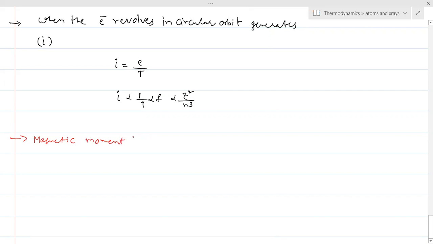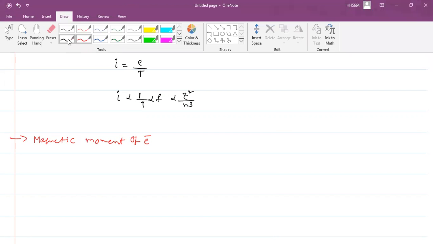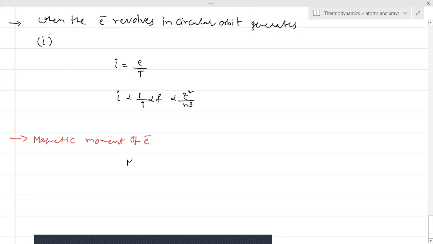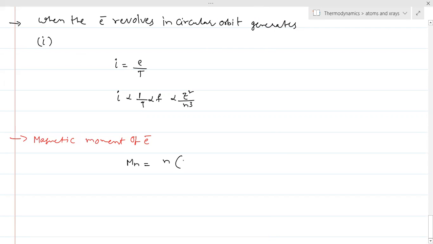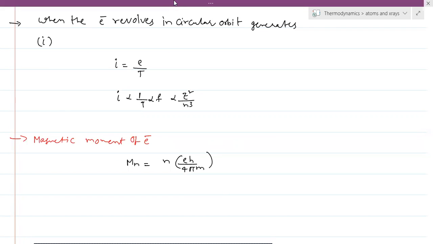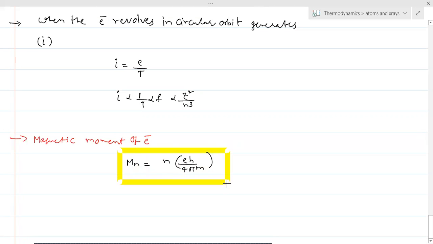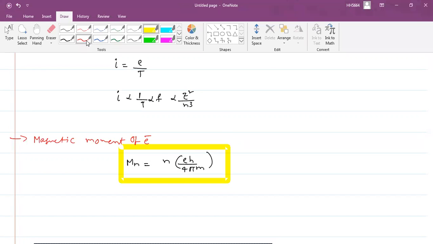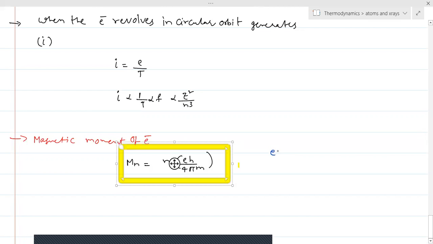In some previous questions, you have the direct principal answer. Magnetic moment of electron means its formula is Mn equals n into eh by 4 pi m. This is very important. Remembering this equation is very important, because in this equation people generally forget about the Bohr magneton. So here I am taking eh by 4 pi m. eh by 4 pi m is called the Bohr magneton.